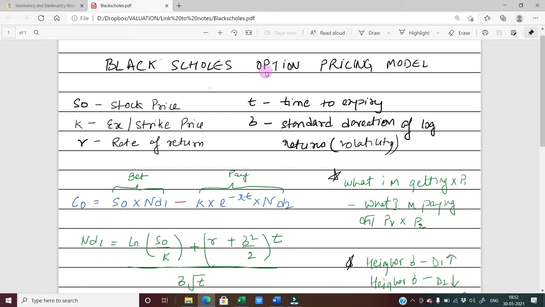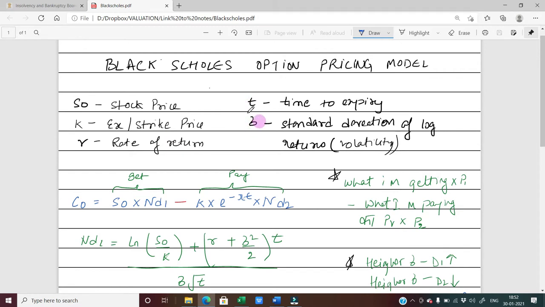Let's first discuss each of these parameters so that we can understand the formula in a much easier way. The first parameter is S0, which is the stock price of that particular share. K is the strike price of that particular share, that is what we are expecting it to be in the near future. R is the risk-free rate of return. Please note it is risk-free in the case of Black-Scholes. T is time to expiry.